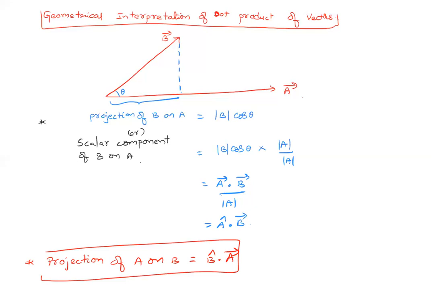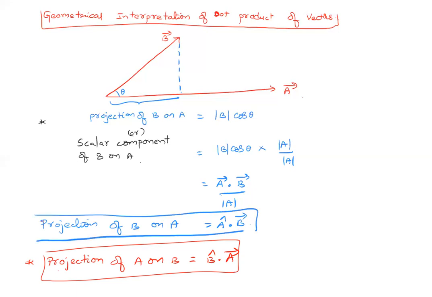So if it is projection of b on a, you are getting a cap dot b bar. If it is projection of a on b, you will get b cap dot a bar. Okay, so this is how you get the components. You can take a screenshot of this. Based on this, we'll do a problem.